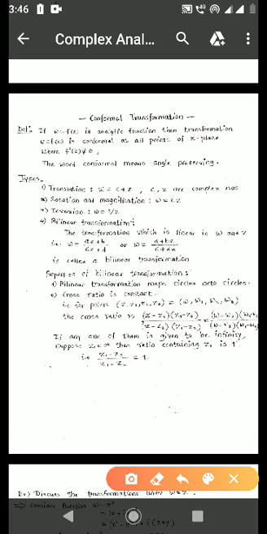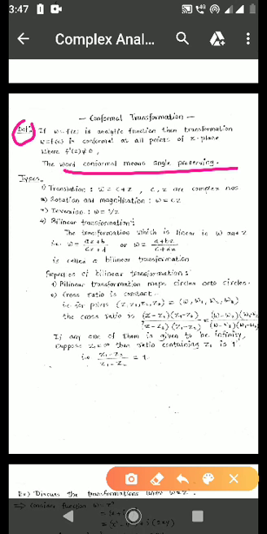Definition: if W equal to f of z is an analytic function, then the transformation W equal to f of z is conformal at all points of the z plane if and only if the derivative of that function at all those points is non-zero. Then the mapping W equal to f of z is called a conformal mapping. Basically, conformal means angle preserving transformation.